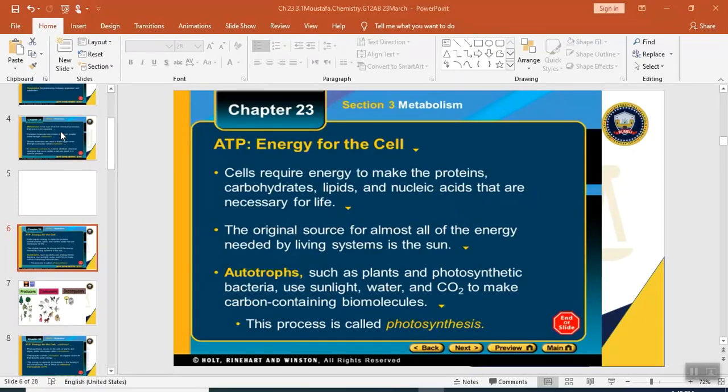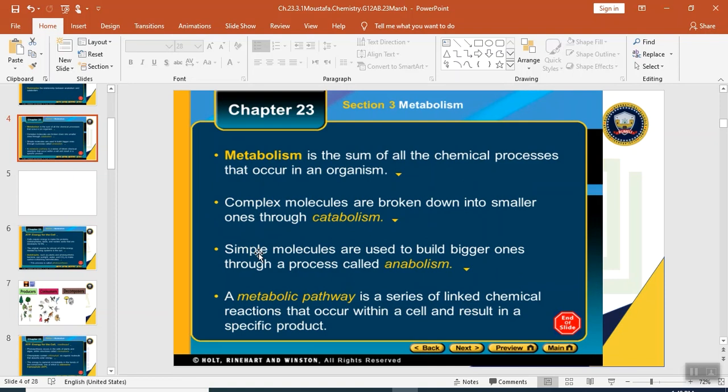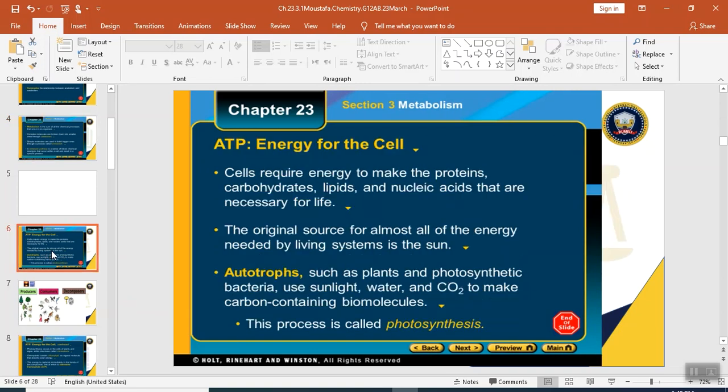Today we will continue section 3, chapter 23. Last section we explained what is the meaning of metabolism, what is the meaning of catabolism, and what is the meaning of anabolism. Today we will continue production of energy.